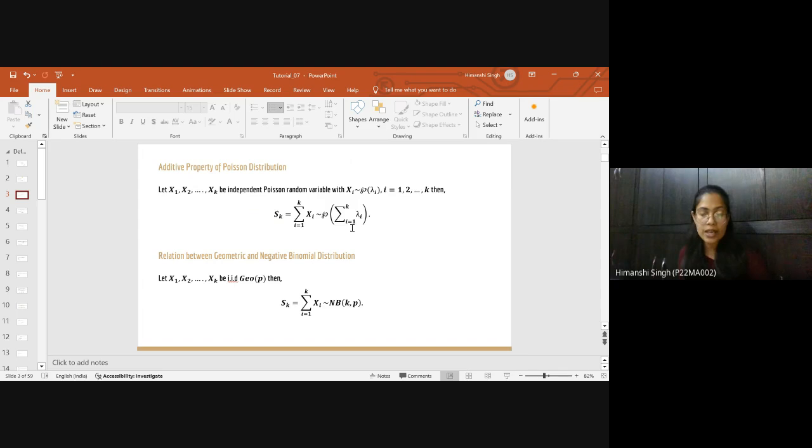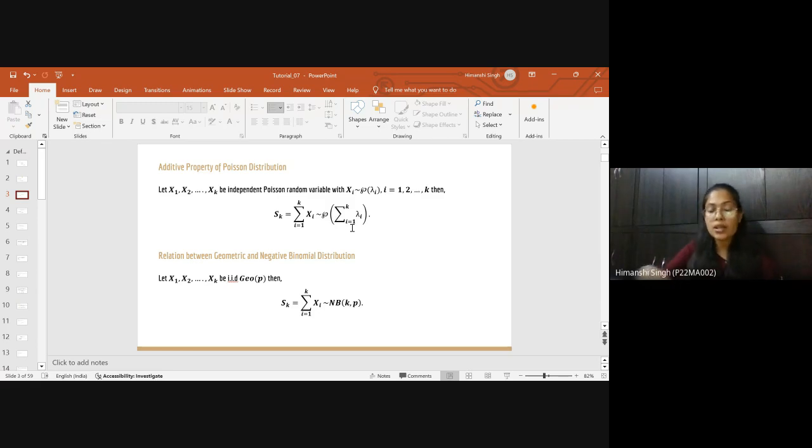Apart from this, there is a relation between the geometric and negative binomial. So if X1, X2, ..., Xk count the number of trials for the first success, then the summation of Xi will follow a negative binomial with parameters k and p. So here Sk will be a negative binomial, meaning it will count the number of trials for the kth success. So this is the relation between the geometric and negative binomial.